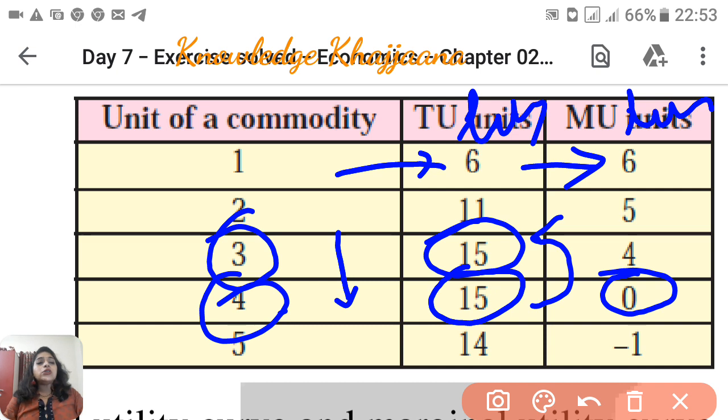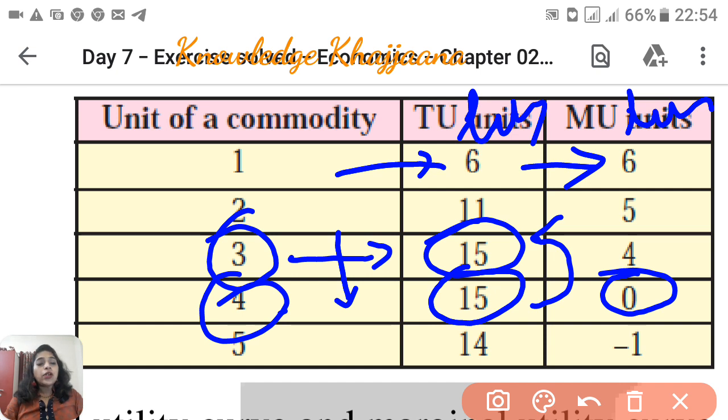After consuming the fourth unit of a commodity, it is not giving any additional satisfaction. Why? Because after having the third commodity, the total utility has reached 15, and it has remained constant after having an additional unit. So it didn't give any additional utility, and the marginal utility becomes 0 after having this additional unit of a commodity.